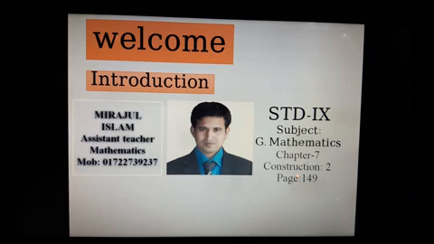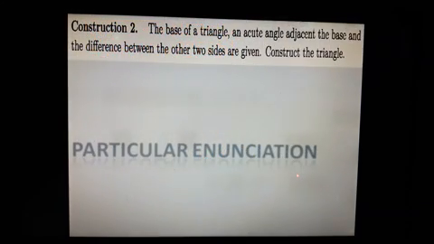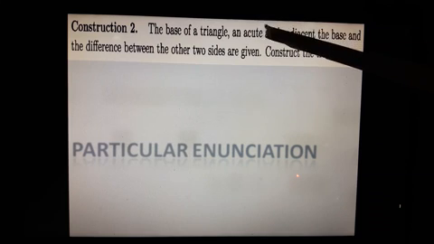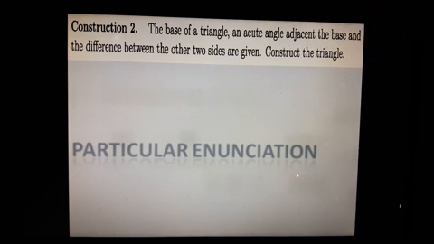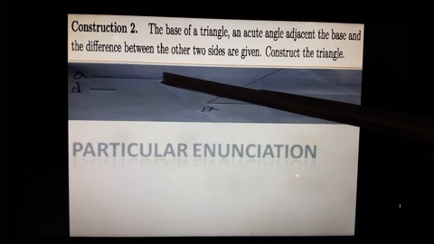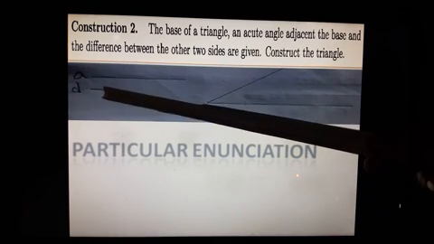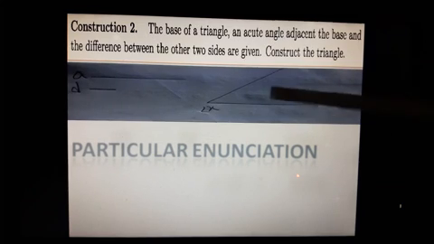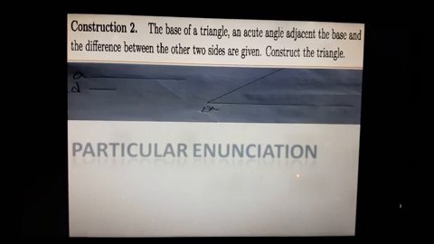In this class, we will solve chapter 7 construction 2. Construction 2: the base of a triangle, an acute angle adjacent to the base, and the difference between the other two sides are given. Construct the triangle. Here A is the side, D is the difference of two sides, and X is the acute angle adjacent to the base.